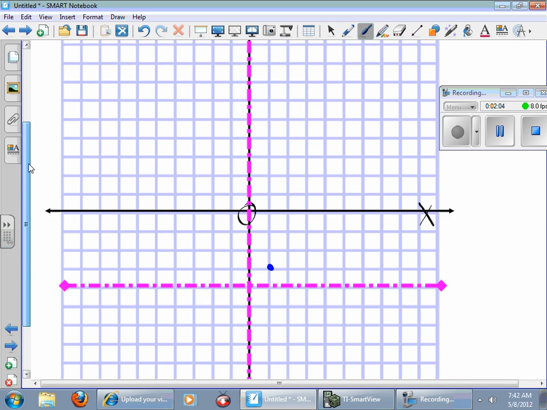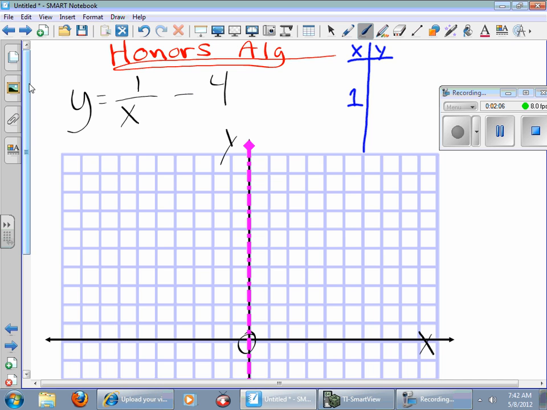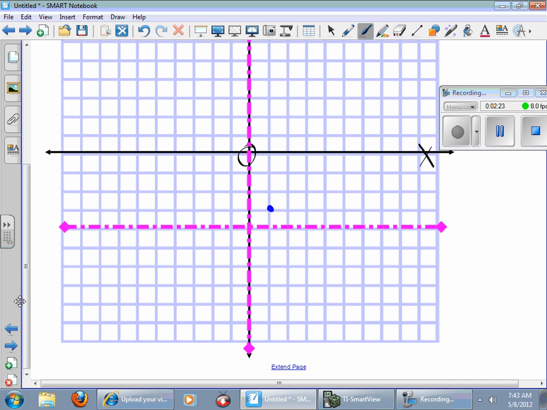Okay, now let's see what happens as I get close. Like say, let's do 1/4. Pretty close to 0, but not 0 exactly. All right, well, 1 over 1/4 is 4, and 4 minus 4 is 0. So I'm going to shoot all the way up here to 0.